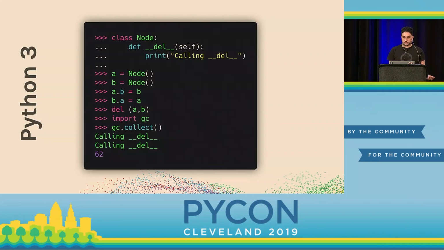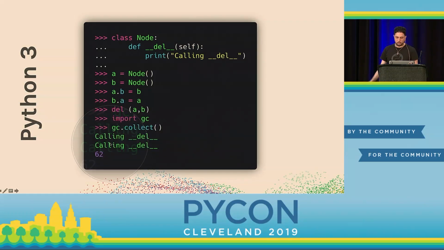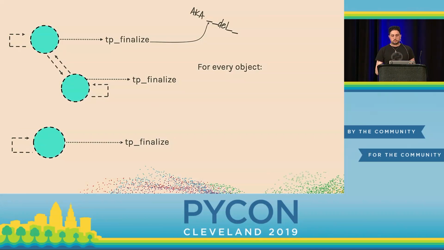So if we repeat the same experiment, we create two nodes, we create a cycle, we force a collection. We know now, with our incredible debugging strategy, that both prints have been called, therefore the del has been run. And you can actually check that A and B are no more. So how does this work? Inside the object, there is a function pointer called tp_finalize. The tp_finalize is basically pointing to your del function. So these are the objects that we had before from the algorithm.